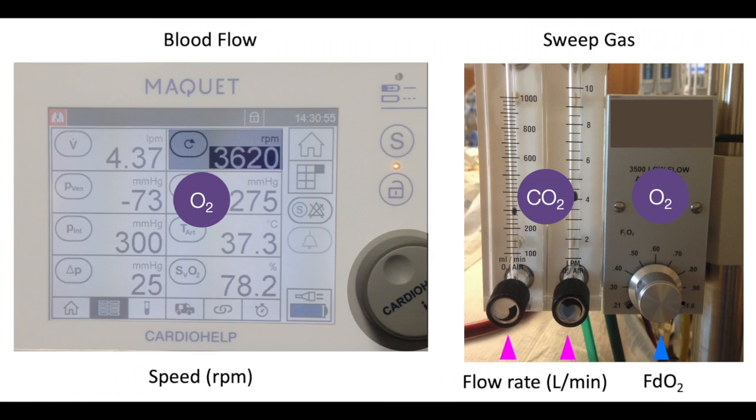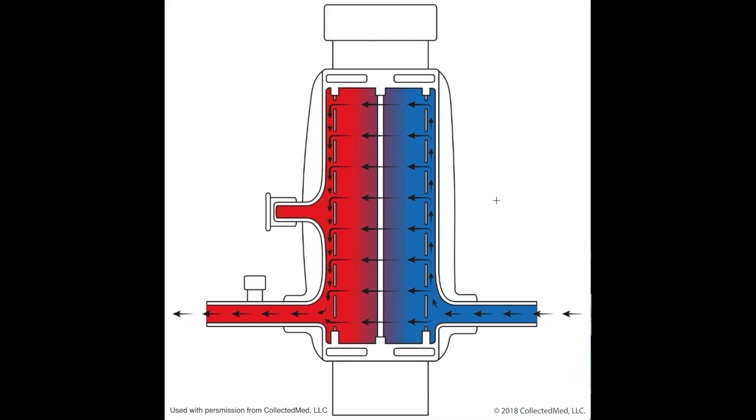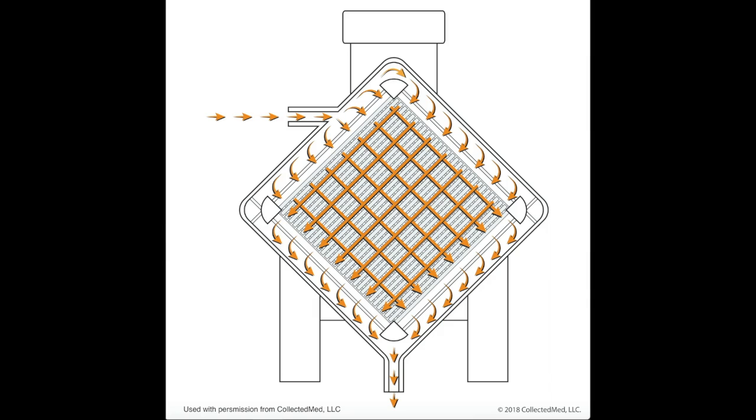Let's take a closer look at the membrane lung. This is the cross-sectional illustration of the membrane lung, also called the oxygenator, showing the course of blood flow with the inlet on the right and the outlet on the left. This is an illustration showing the course of sweep gas flow with the inlet at the top and exhaust at the bottom. Sweep gas travels through the lumens of microtubules with a semi-permeable membrane, which is analogous to the native lung's alveolus.